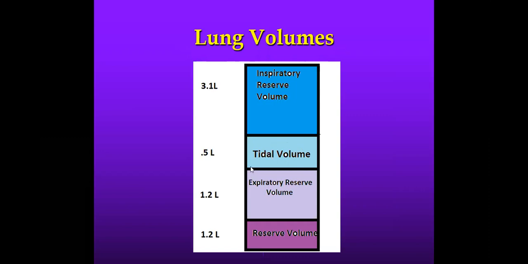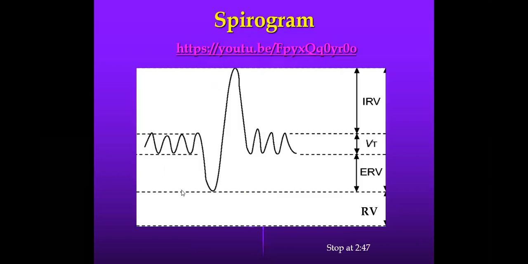When I talk about expiratory reserve volume, it's normal in, normal out, and after my normal out, everything that I can push out after a normal exhalation is my expiratory reserve volume. The residual volume is what is left and can't be touched. So my IRV is 3.1 liters or 3,100 milliliters. My expiratory reserve volume, or ERV, is 1.2 liters, and residual volume, or RV, is 1.2 liters as well. Those are my volumes.